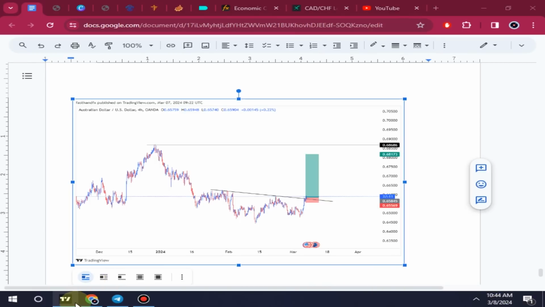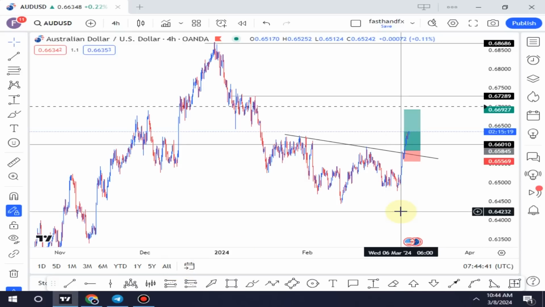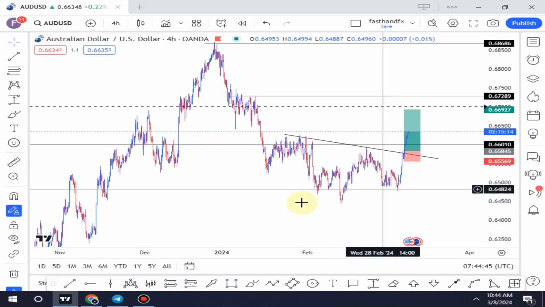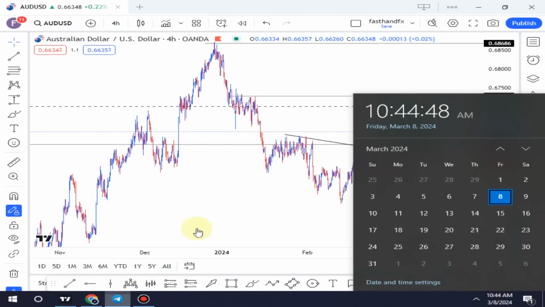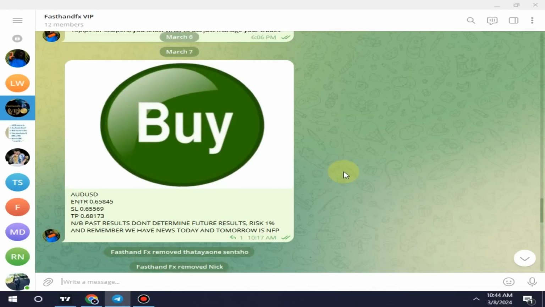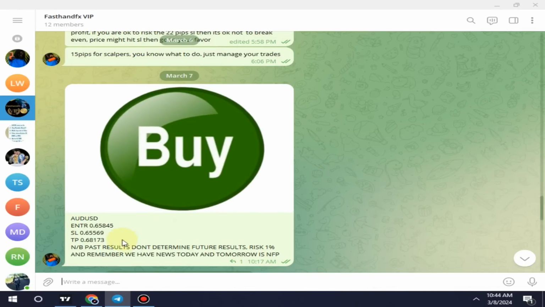All right, so let me take you through and show you what I saw and how I made this entry. And as usual, guys, check out my premier VIP. I gave them this trade right over here. I say, Aussie USD, this is the entry, this is the stop loss, TP right there. And then I say, NB, my past results don't determine future results, risk only 1%. And remember, we have news, and tomorrow is NFP, which is today. We have NFP news coming.